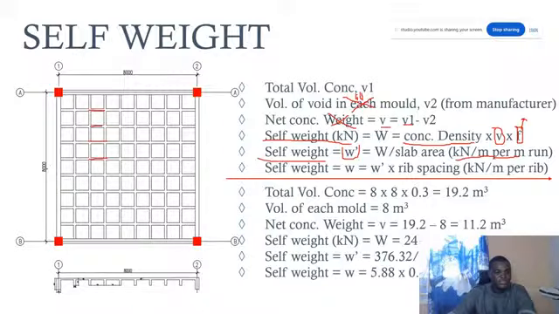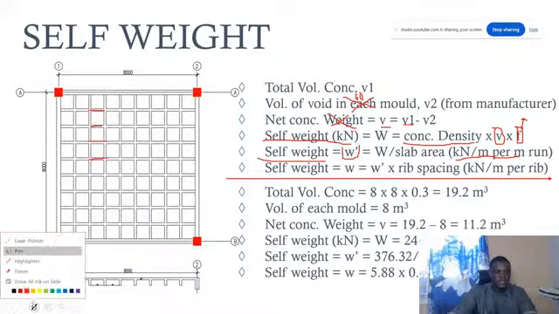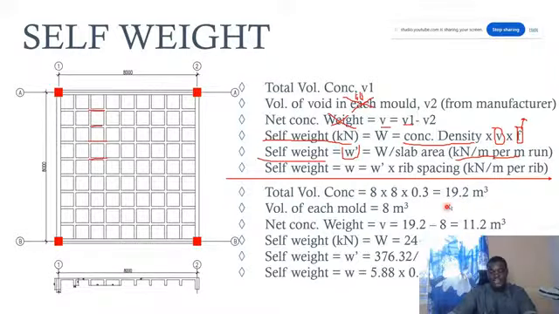Our slab is 8 meters by 8 meters, and the overall thickness in this case, I mean the topping and the rib together, is 0.3, 300 mm. So if you do this simple calculation, you are going to end up with 19.2 meter cube as the total volume.